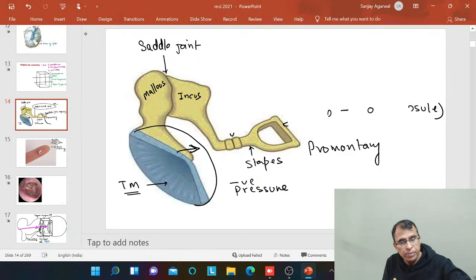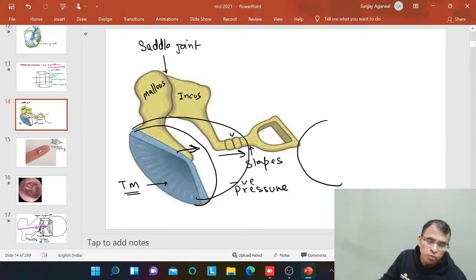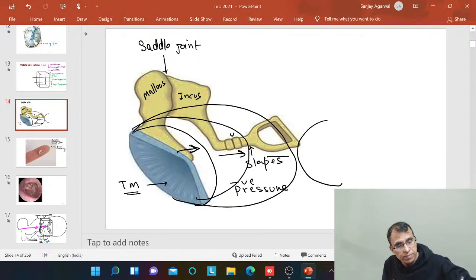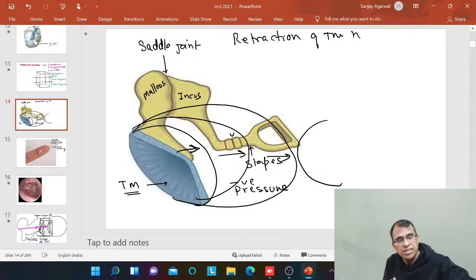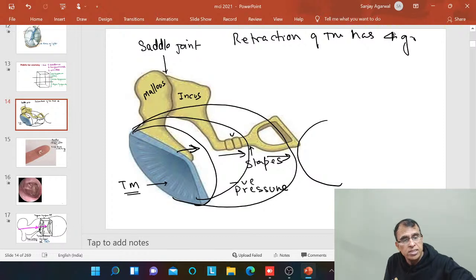And if you don't treat the tympanic membrane retraction and the eustachian tube blockade for a few days, the negative pressure will build up, and the retraction will come here. Now it comes from here to here, because the pressure is building up, more negative, more force of pull. And if you still don't treat, it will come to the promontory like this. So retraction of the tympanic membrane has grades. The first one is grade 1, the second is grade 2, the third is grade 3, like this. It has 4 grades.